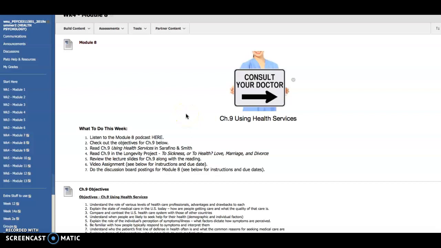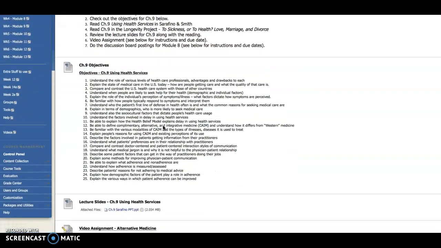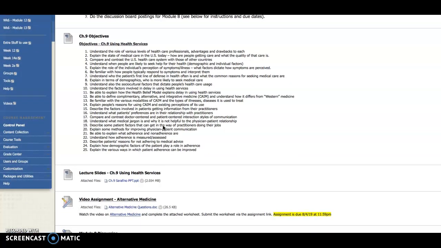So I'm open to Module 8 in Week 4. This is the second module for the week, and we will be covering Chapter 9, which is Using Health Services. Got your to-do list for the week, and as you can see, it's a pretty packed chapter. There are no physiological modules that go along with this chapter, just Chapter 9 alone. So let's unpack this a little bit.